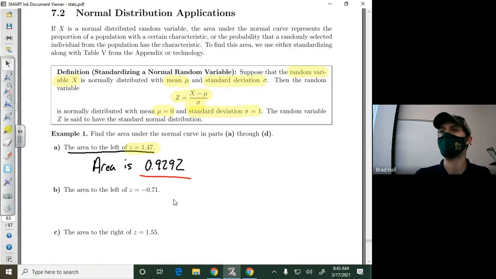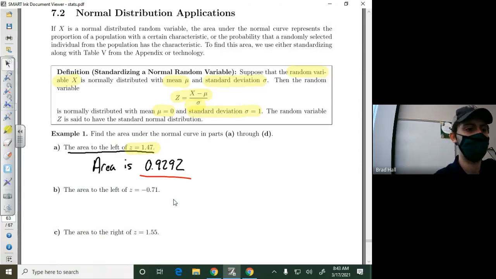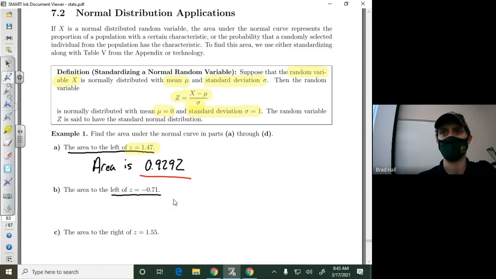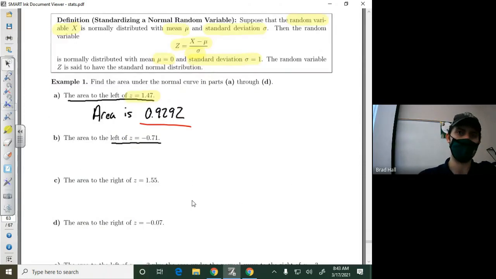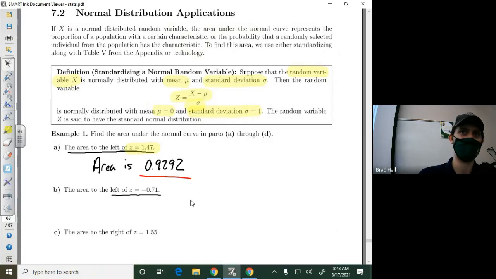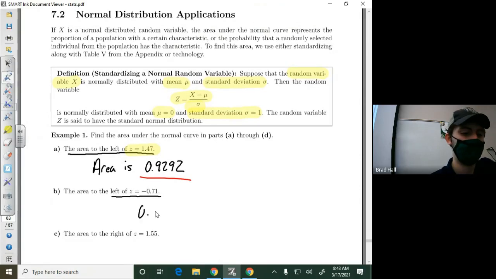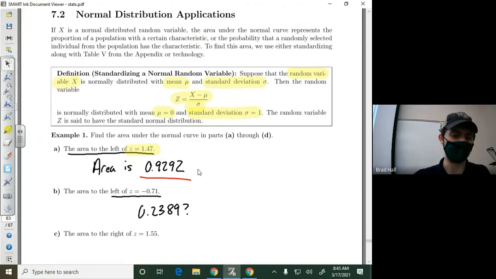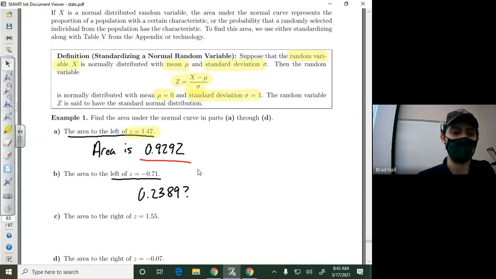Okay, if that was a little tricky, let's do another one. Same exact premise. It's just to the left of Z is equal to negative 0.71. Kaylin, did you figure this one out already? What did you find for it? 0.2389. Let's go and check that, just to show everybody how you came to this conclusion. So we're keeping Z is equal to negative 0.71 in mind.